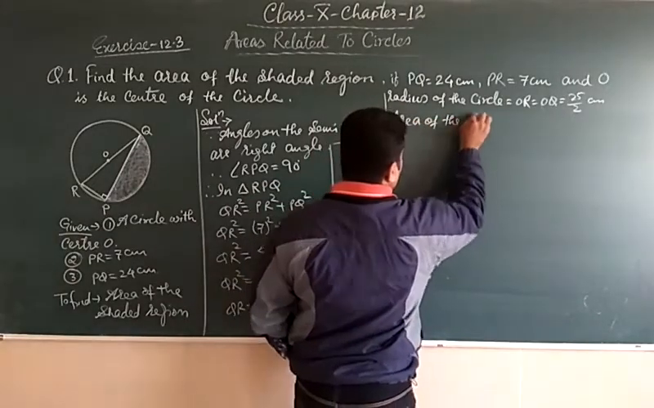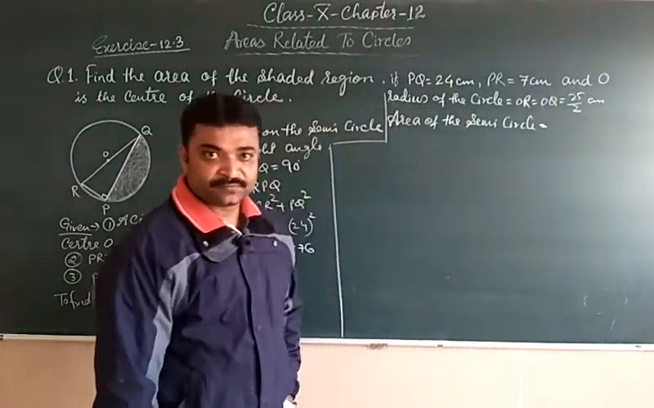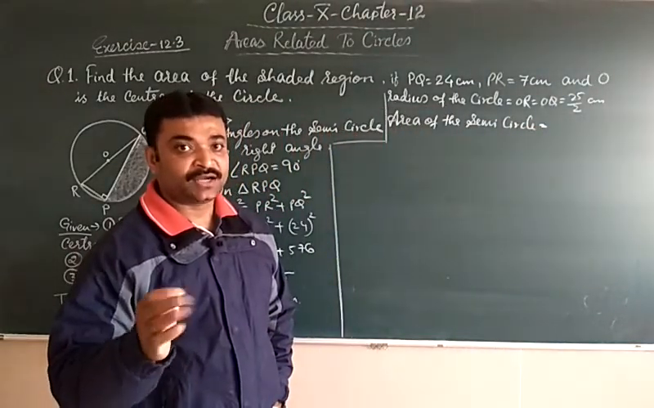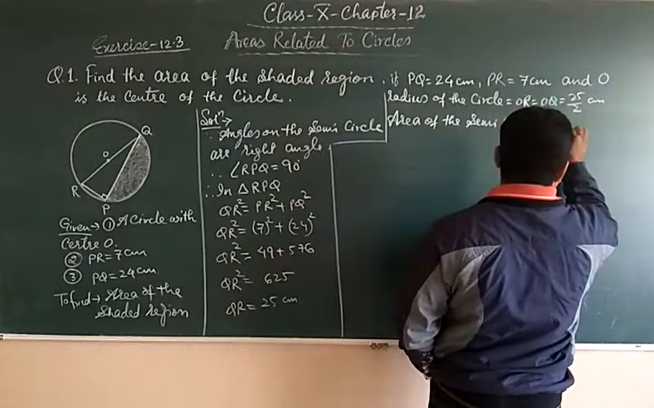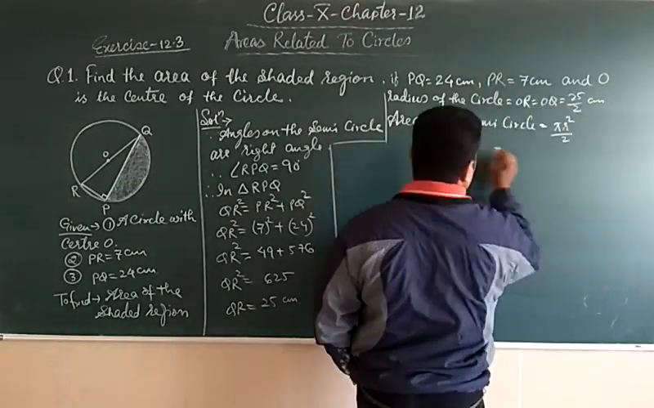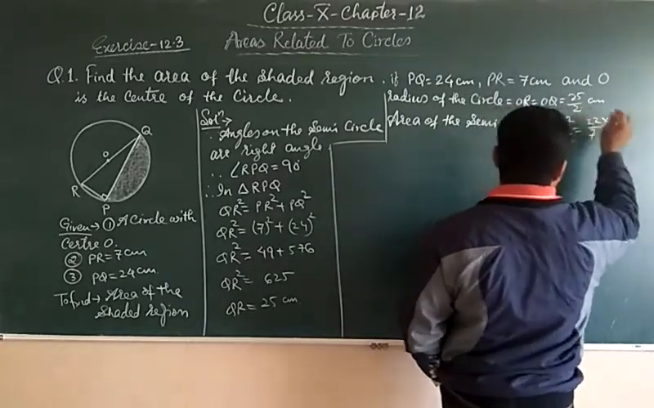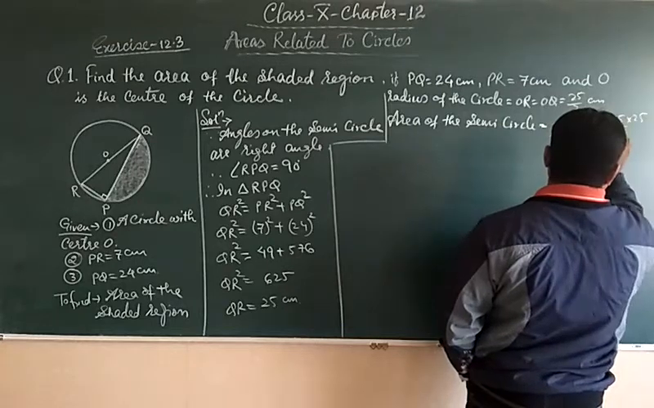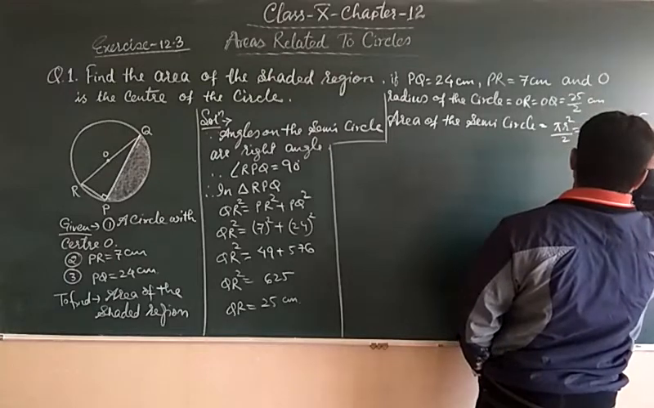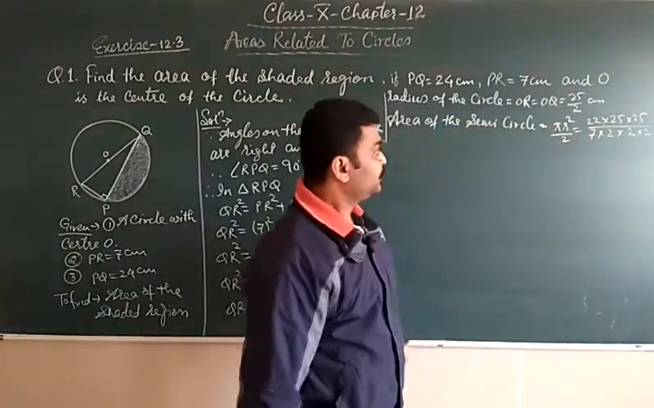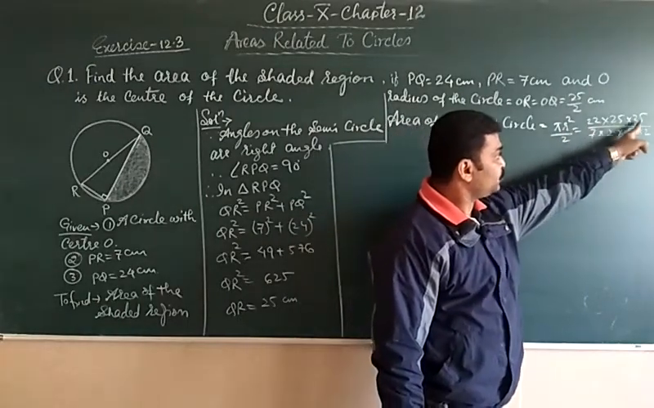Now, the area of the semicircle. What is the area of a semicircle? The area of a semicircle is half of the area of the circle, that is pi r square by 2. So what we got: pi, that is 22 upon 7, into r square. R is 25 by 2 into 25 by 2, and one more 2 in the denominator. Pi 22 upon 7, this 2 is here, then 25 by 2, 25 by 2.